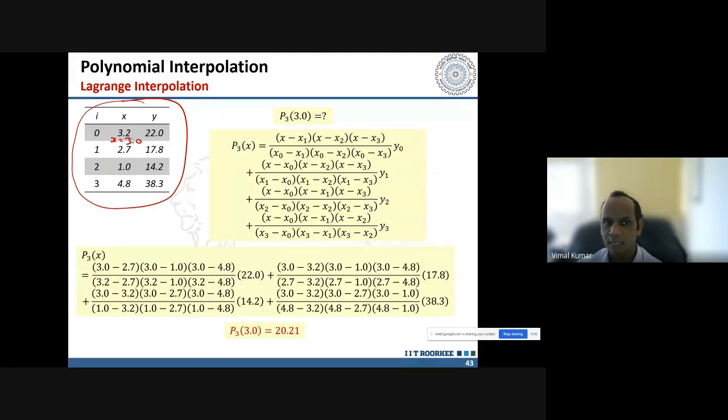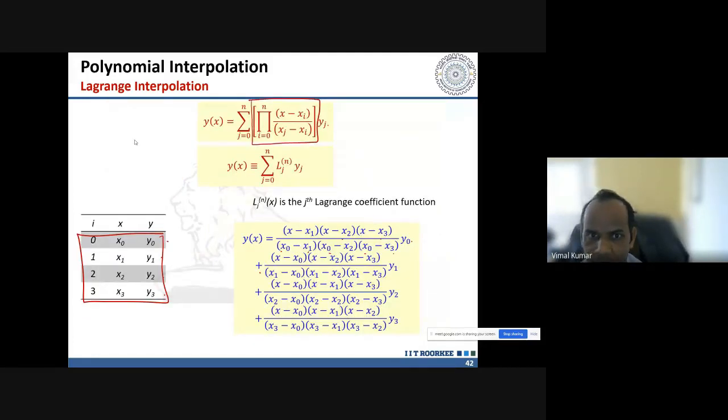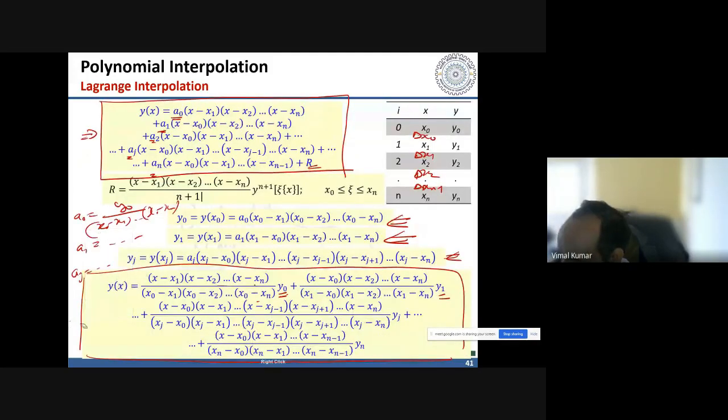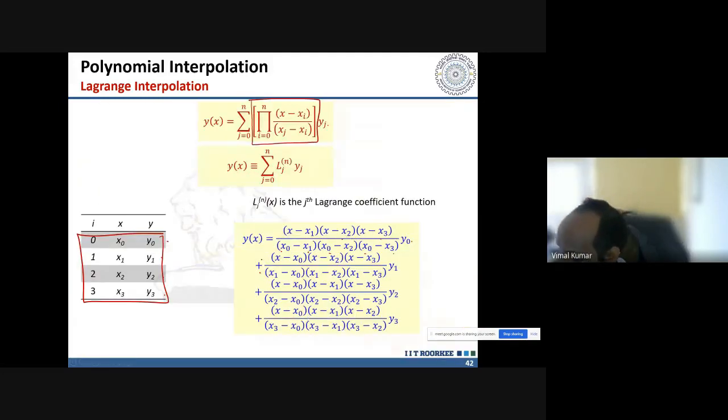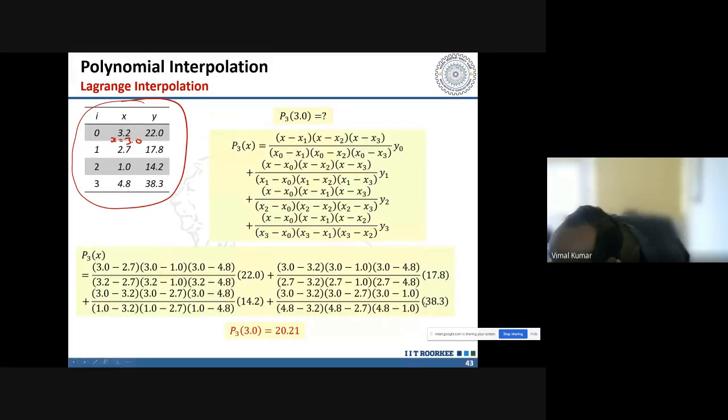I have to make a model, and then from that model I can calculate the value of y at a particular x value. So what I do, I go back here, this expression, or the expression I had already simplified here. I put the values of x0, x1, x2, x3 and y0, y1, y2, y3 into this expression I obtained.